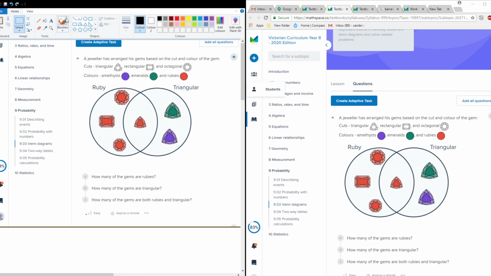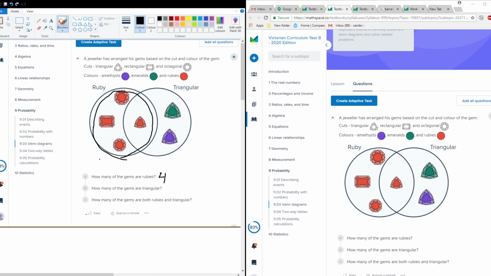So first thing you need to do is look at the circles. So this circle here is rubies, and this circle here is triangles. So this circle here shows all of the rubies. So the first question asks is how many are rubies? Well, that's pretty straightforward. There's 4 in there.